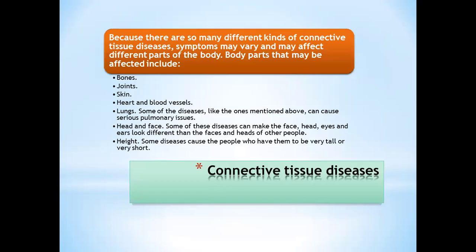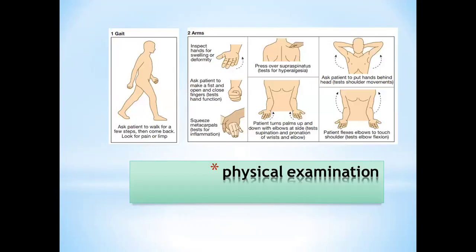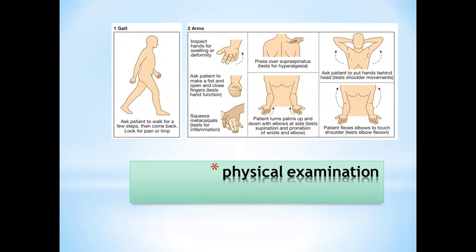Because there are so many different kinds of connective tissue diseases, symptoms may vary and may affect different parts of the body. They can include affection of bones, joints, skin, heart and blood vessels, lungs, and head and face. First of all, you have to do a physical examination. Ask the patient to walk a few steps, then come back, and inspect the hands and other functions.